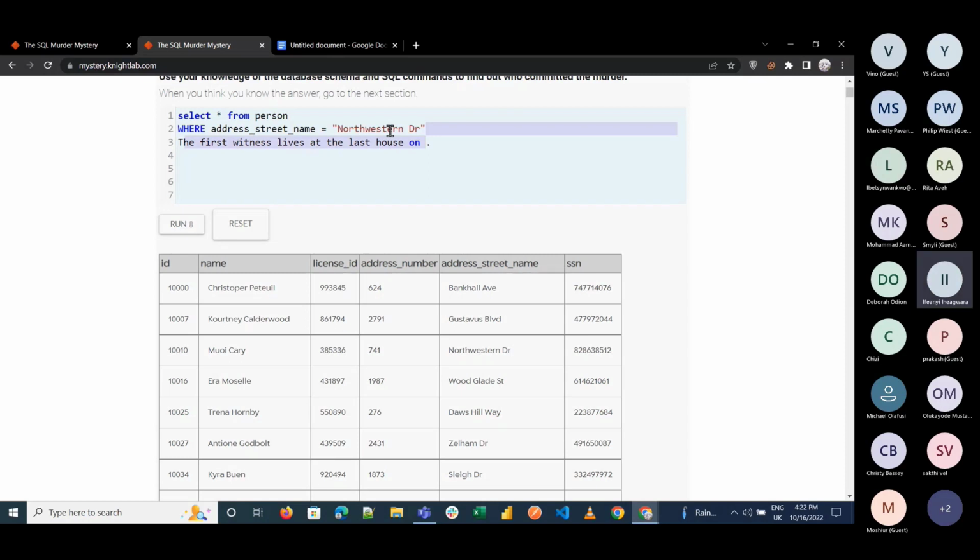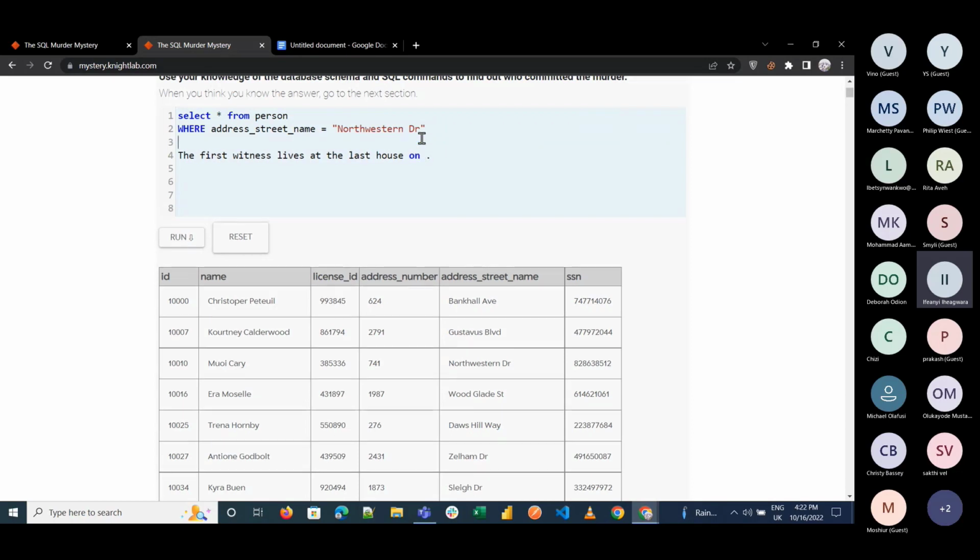We also know that the witness lives in the very last house on the street. For us to find the last house, we can use something called ORDER BY. ORDER BY is very similar to sorting in Excel. We need to sort our table by the street numbers, since houses on a street are sorted by street number, but we also want it in descending order.